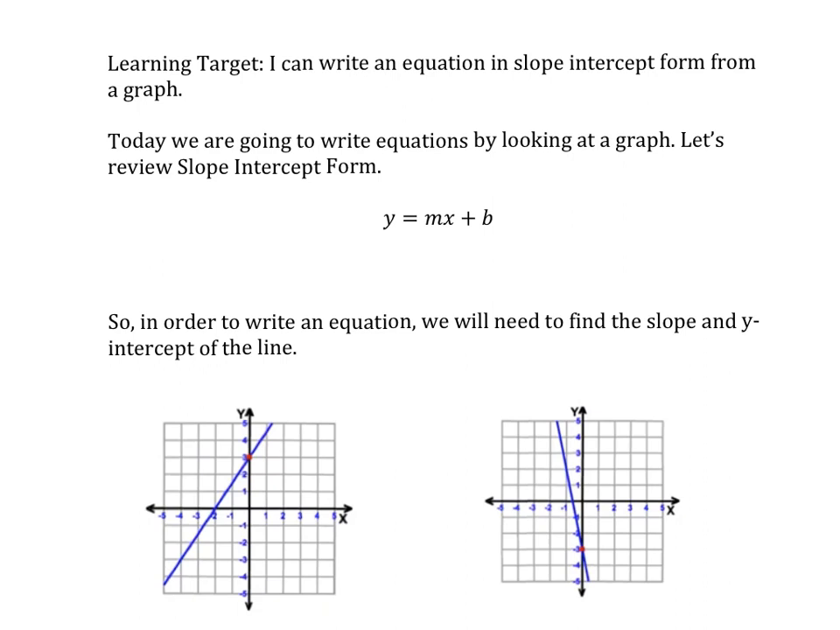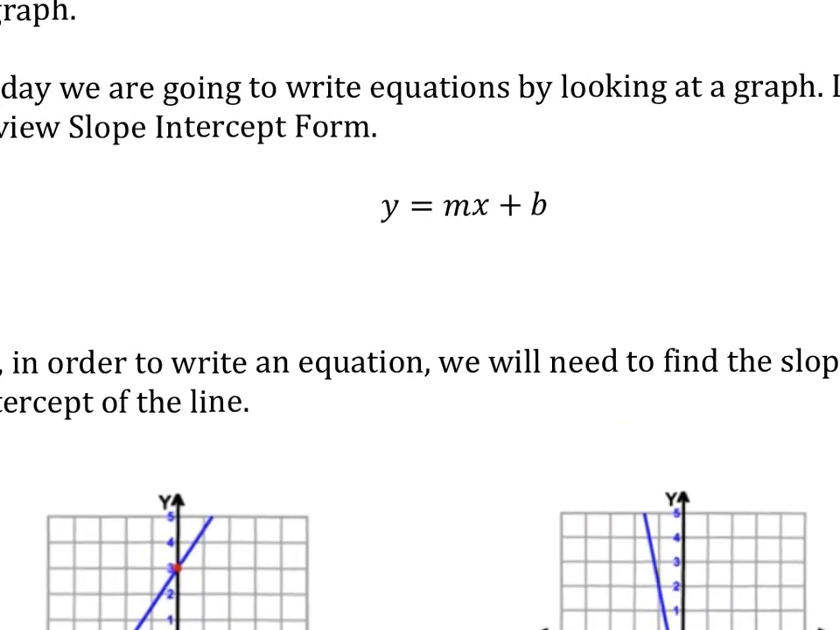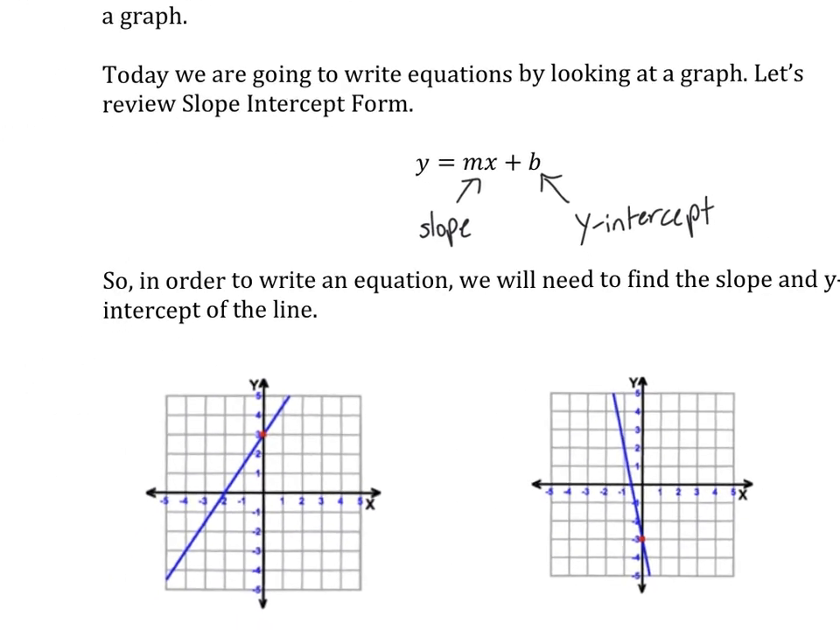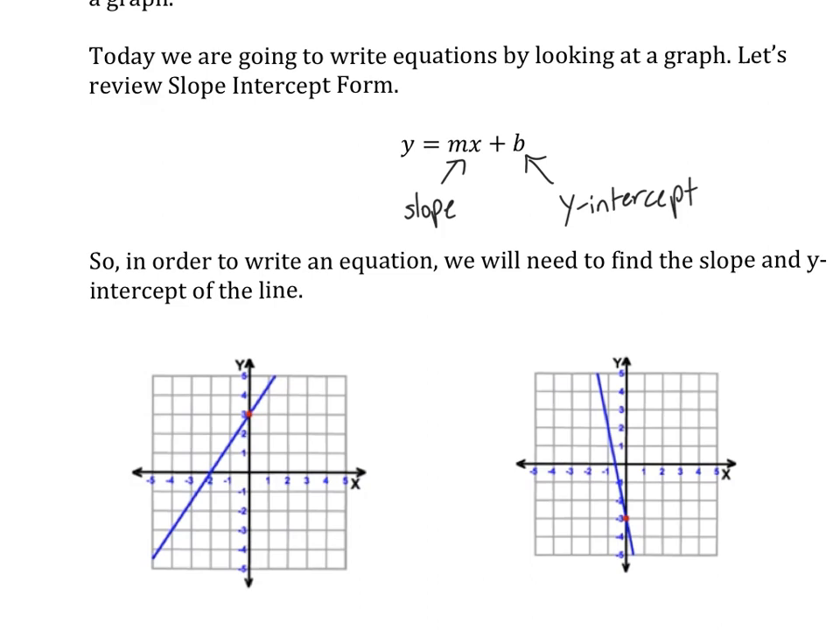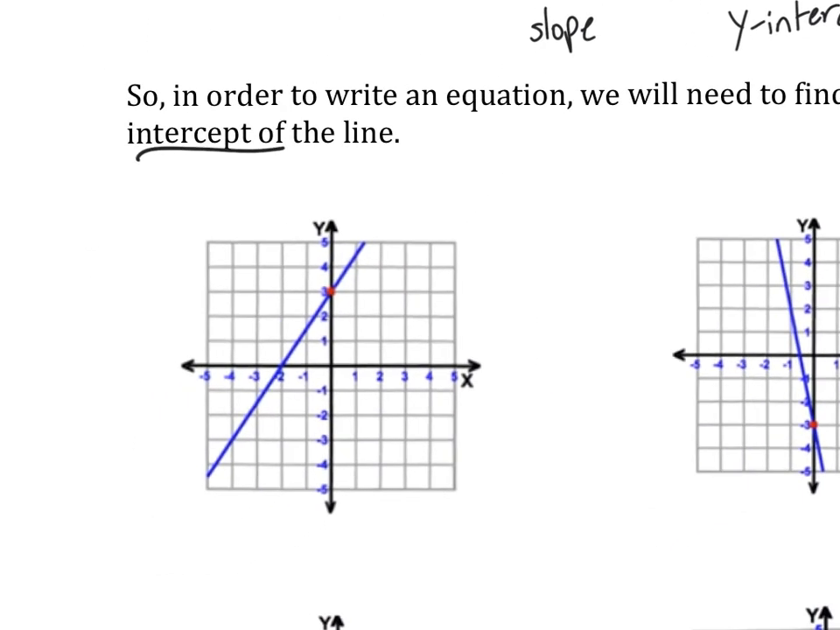Okay, so a quick review of slope-intercept form. We have y equals mx plus b, in which m is our slope and b is our y-intercept. Okay, so in order to write an equation from a line, we will need to find the slope and the y-intercept of the line. Okay, so we can look at this first example here.